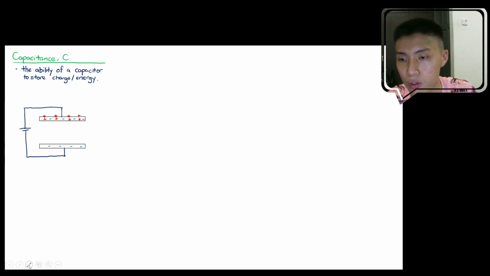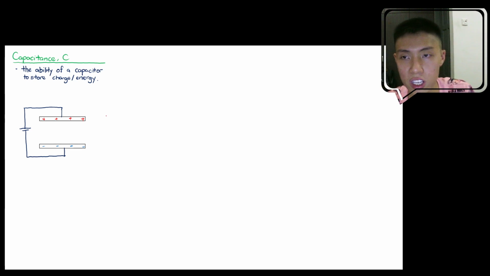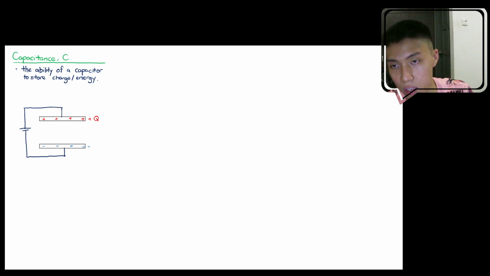So usually we wouldn't draw it to be that complicated. What we usually do is we just say that this plate is the positive plate and the other plate is the negative plate. We just draw the net result after the transfer. And for your information, the amount of charge gained over here, which we call positive Q, must be the same as the negative charge that is stored inside here.